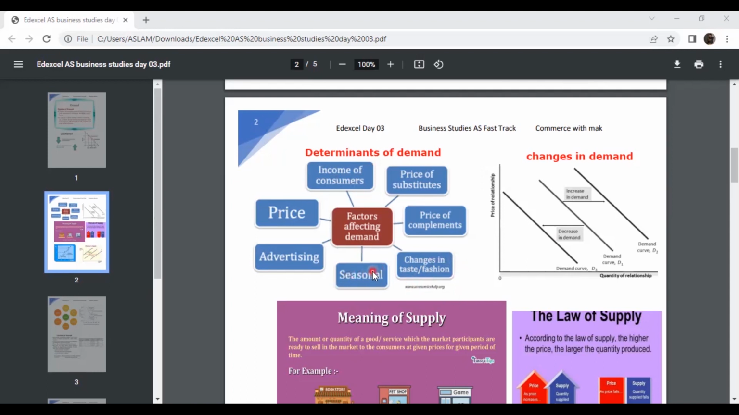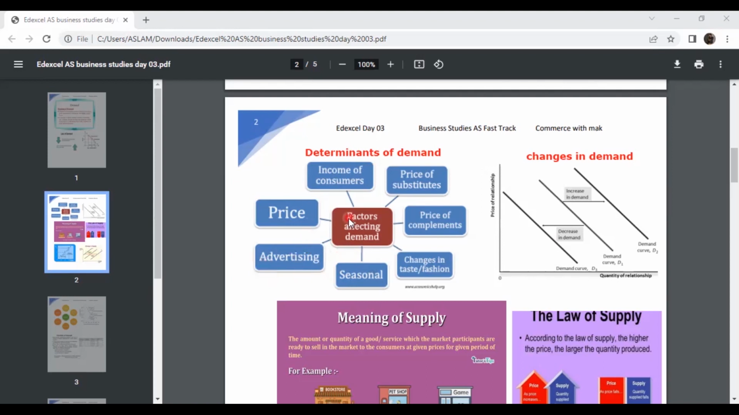Most probably if you feel very cold at winter, you will move on to this type of option. Advertising is where proper advertisements can persuade people to purchase the product.